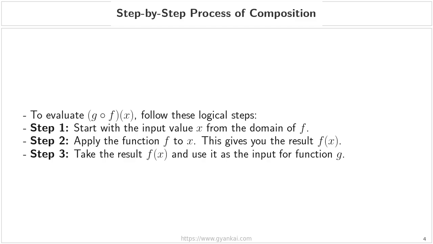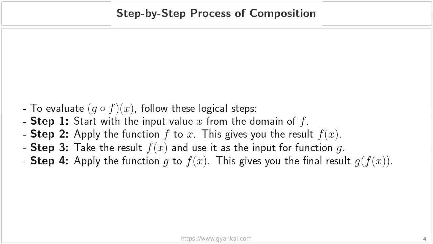In step 3, we reach the core of the composition process. We take the result we just found, f of x, and use it as the new input for function g. Finally, in step 4, we apply the function g to the expression f of x. This gives us our final output, which is written as g of f of x. By following these steps, you ensure that the functions are applied in the correct order. In the next few slides, we will see how this logical flow works in both real-world scenarios and abstract mathematical problems.